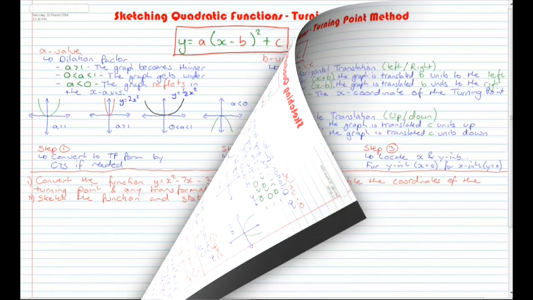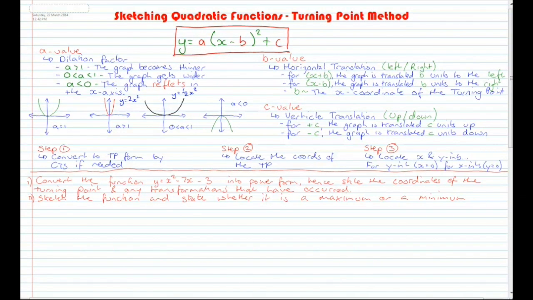Rightio, so it's now time to press pause once again and attempt the following question, that is, convert the function y equals x squared minus 7x minus 3 into power form, and hence state the coordinates of the turning point and any other transformations that may have occurred. And part 2, sketch the function and state whether it's a maximum or a minimum.